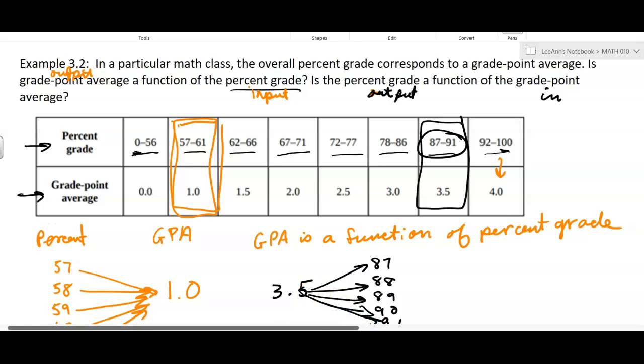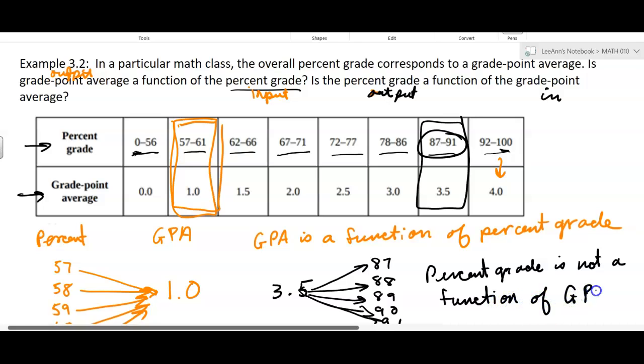No. So percent grade is not a function of GPA. Okay, so it matters which way you're mapping. Are you mapping percent grade to GPA, or are you mapping GPA to percent grade?